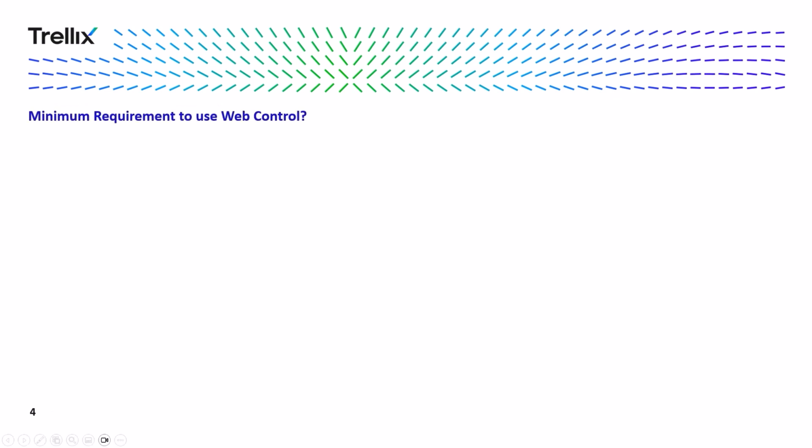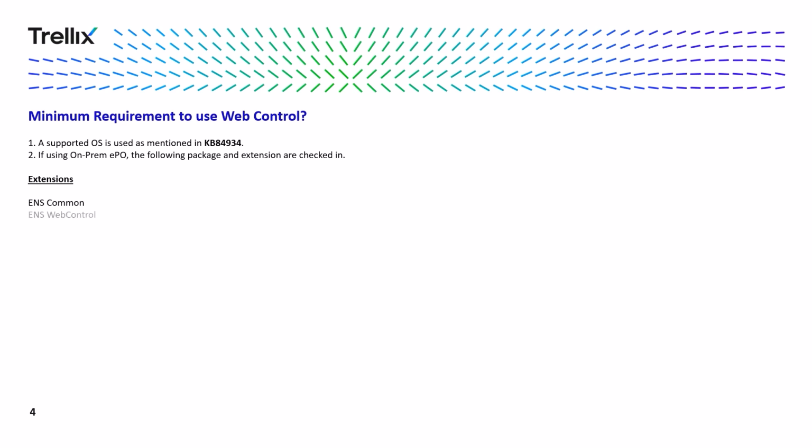What are the minimum requirements to use Web Control? A supported OS is used as mentioned in KB 84934. If using on-prem EPO, the following packages and extensions are checked in. Extensions are ENS Common and ENS Web Control. The package is ENS Web Control. Using a supported browser, that is Safari or Google Chrome.